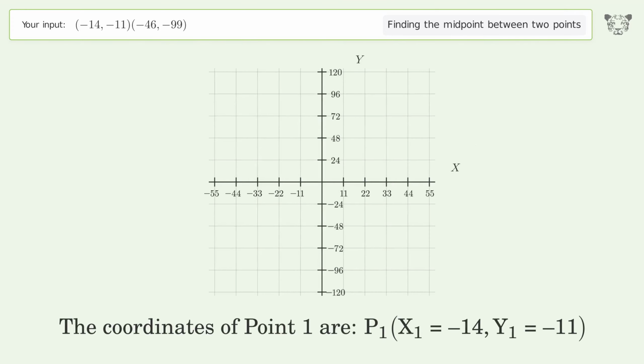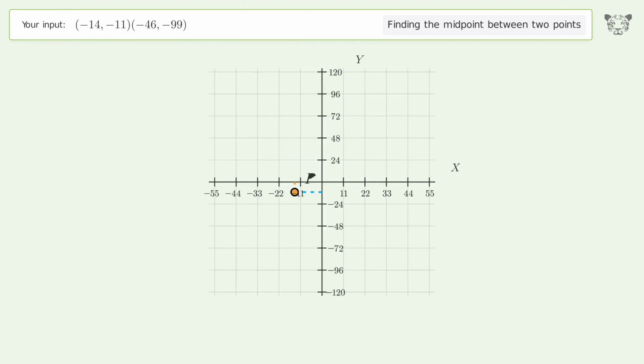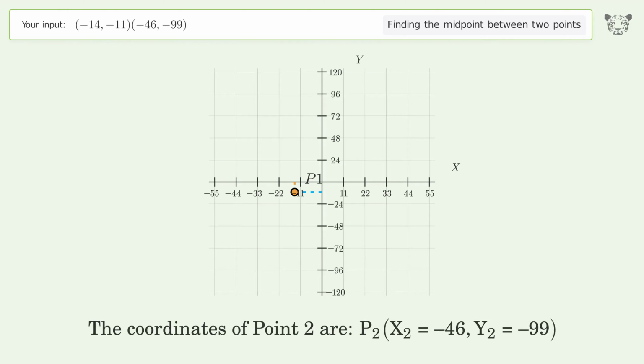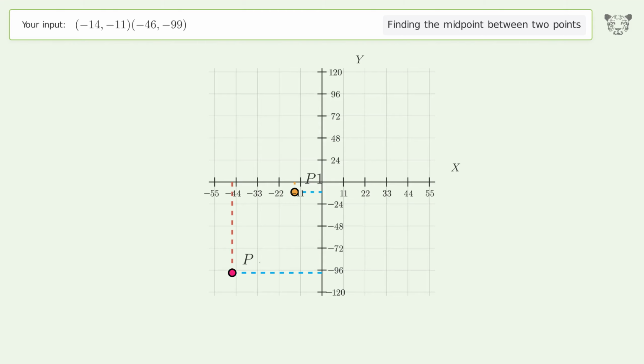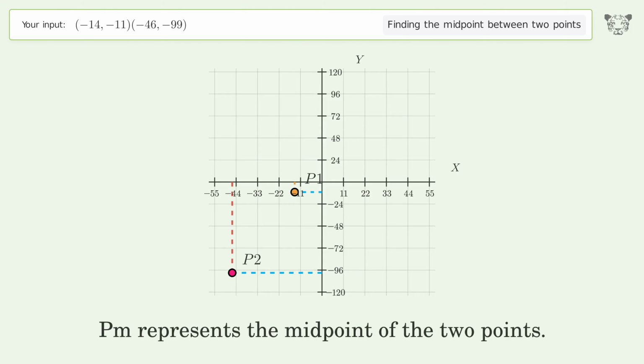The coordinates of point 1 are x1 equals -14, y1 equals -11. The coordinates of point 2 are x2 equals -46, y2 equals -99. PM represents the midpoint of the 2 points.